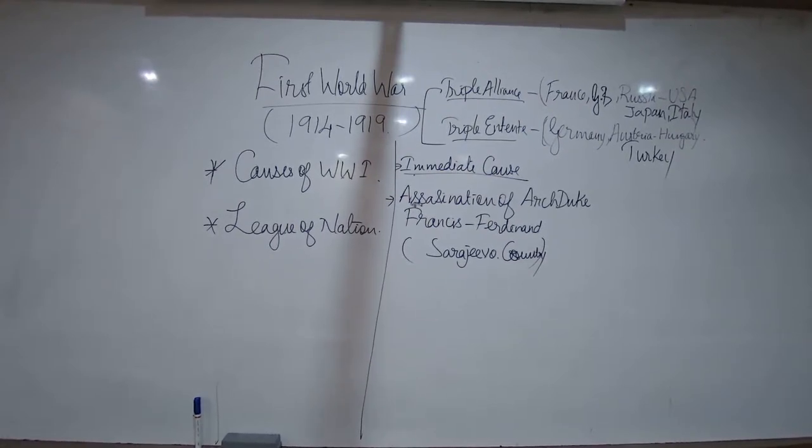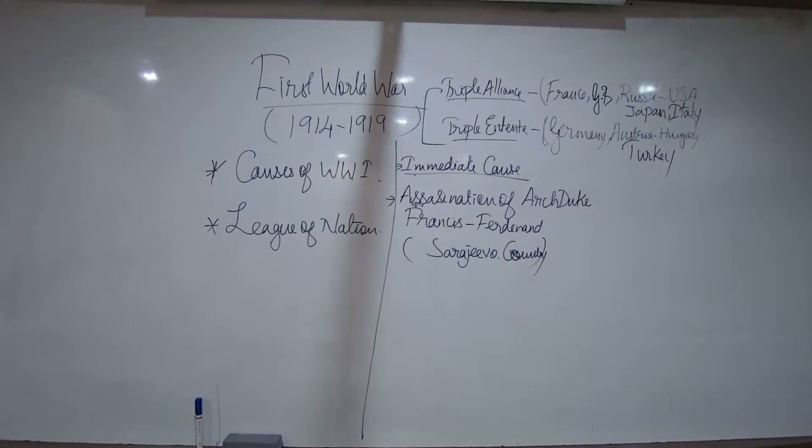Austria gave 48 hours. What is 48 hours? 2 days. 2 days of time. If you do not fulfil the demand, I will declare war. So when Austria declares war on Serbia, Russia jumps in support of Serbia. When Russia jumps in, Germany also enters. When Germany enters, France and Great Britain join from there. And France and Great Britain came, and Turkey also entered.